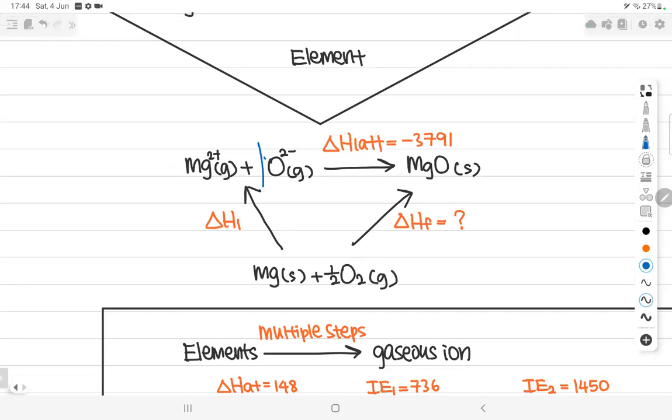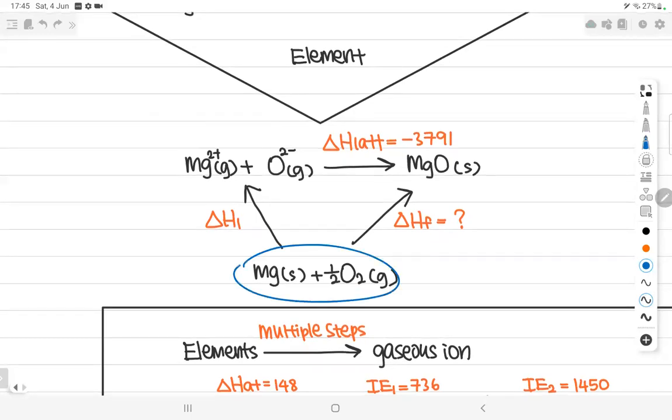So one oxygen on the left, one oxygen on the right, two oxygen at the bottom. You need to put a half here. So you put a half times 2, you become balanced already. Okay, then we fill in the blanks.